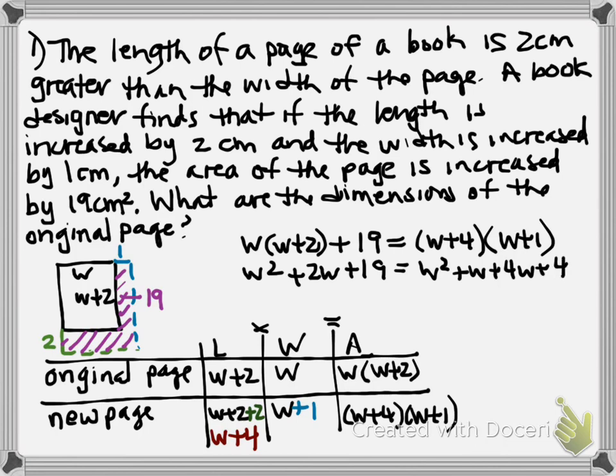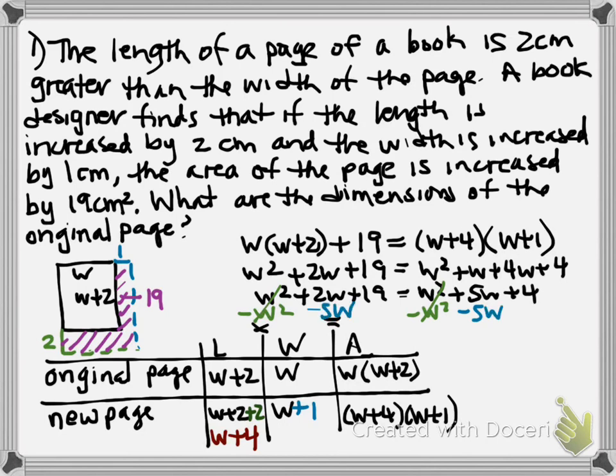So I'm just using my double distribution. This gives me W squared plus 2W plus 19 equals W squared plus 5W plus 4. I want to get my variables on the left, and I'm a little nervous because working with this W squared is something I haven't done, but as soon as I do that, I recognize, whew, I'm not going to have to worry about him because the W squareds completely cancel out. So I'm going to subtract the 5W from both sides, and then subtract the 19 from both sides.